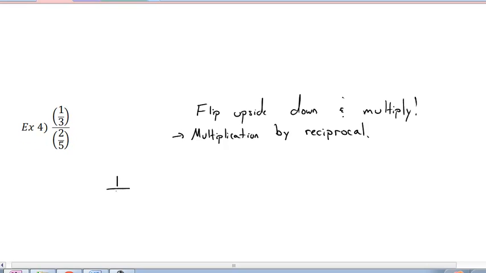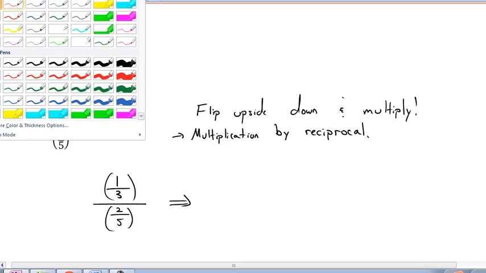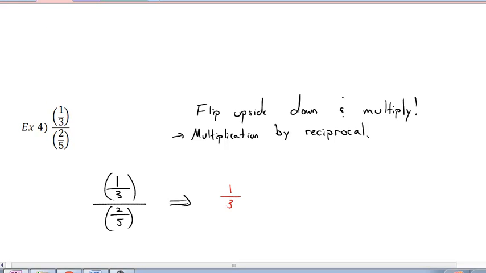What does that look like? Well, if I have 1/3 divided by 2/5, that's the same problem as 1/3, the numerator, times the reciprocal of the denominator, which is in this case 5/2. Now I'm just doing a multiplication problem, and it comes out to be 5/6.